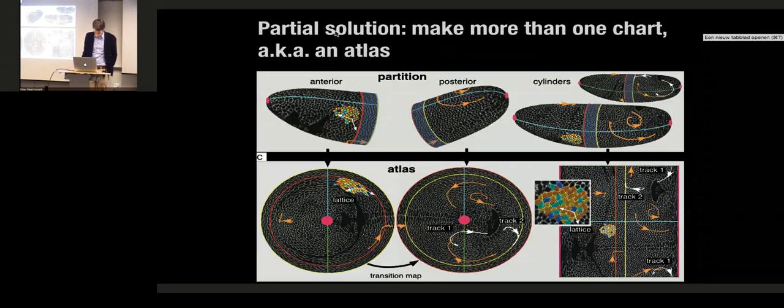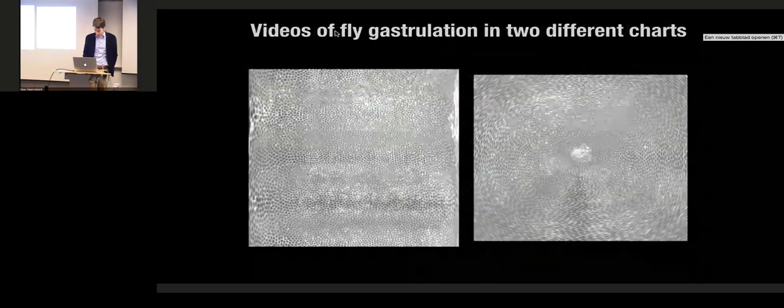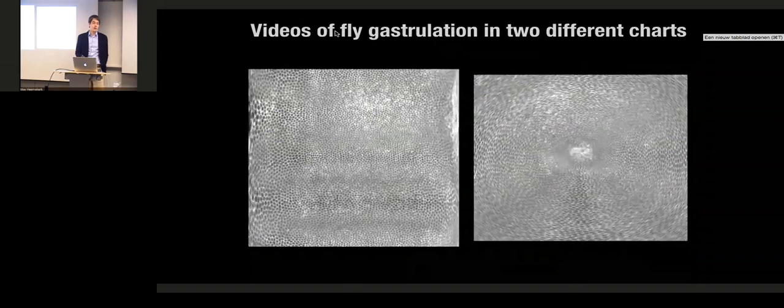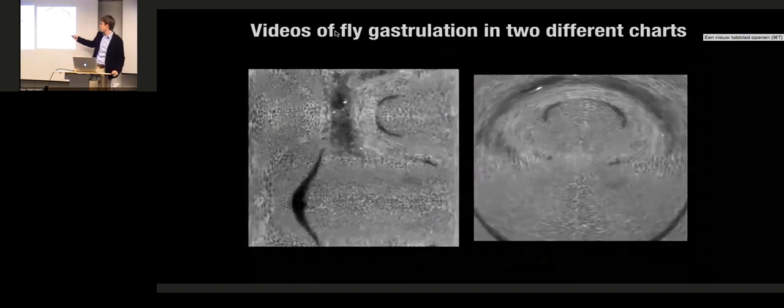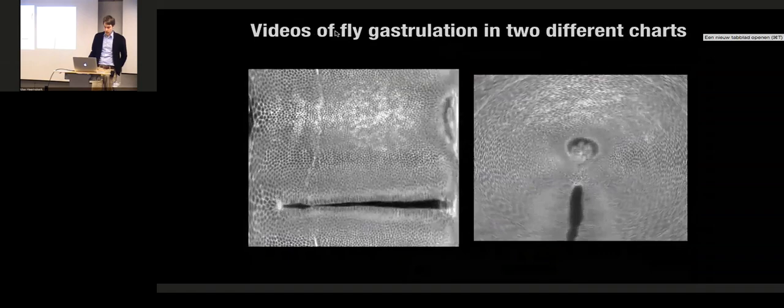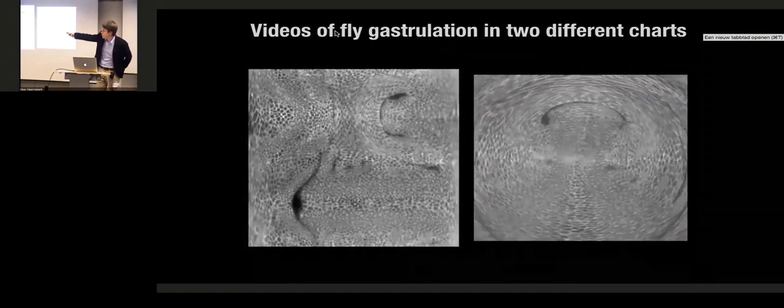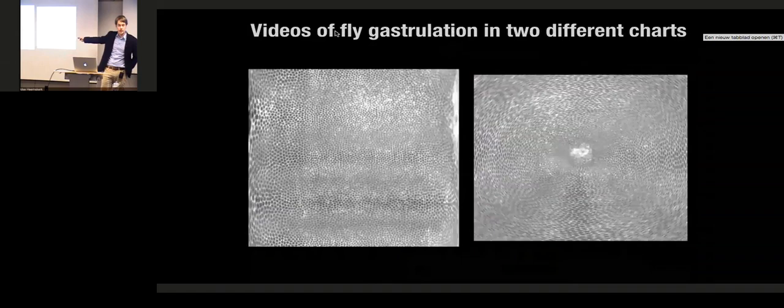And again, before I get further into that, let me show you a video version of the atlas. So now you see this gastrulation of the fly embryo again, once in a cylindrical projection, and once in a chart that centers around the posterior pole. So it's the exact same data in two different ways, but the cells that here move along the posterior pole from the ventral to the dorsal side that are impossible to follow here are actually relatively easy to follow here.